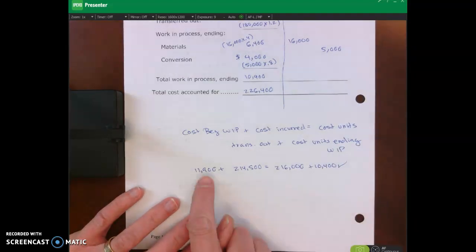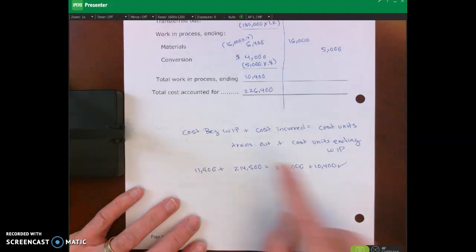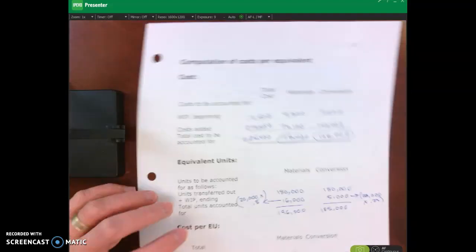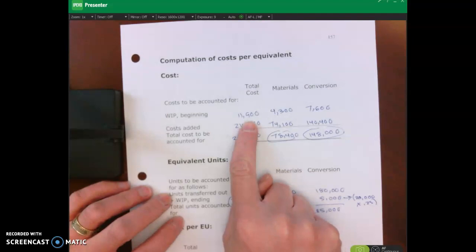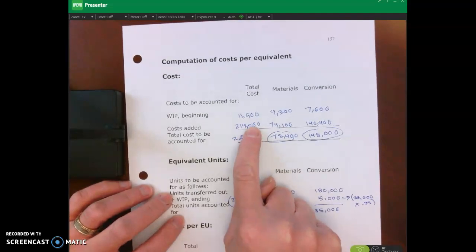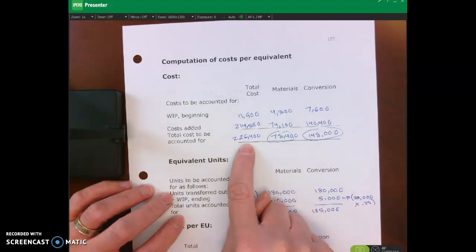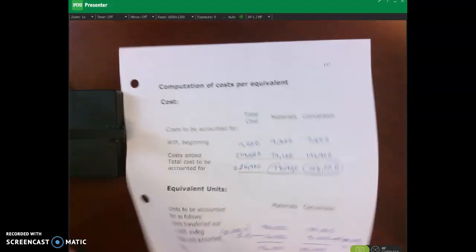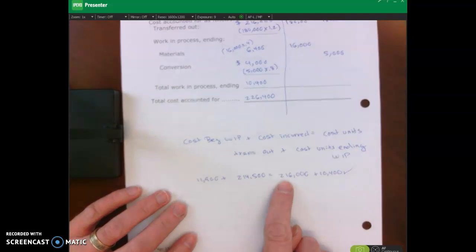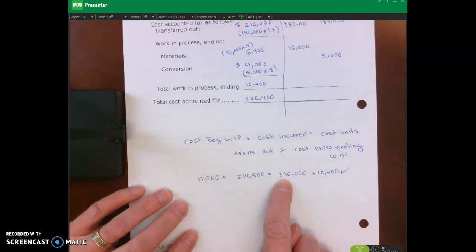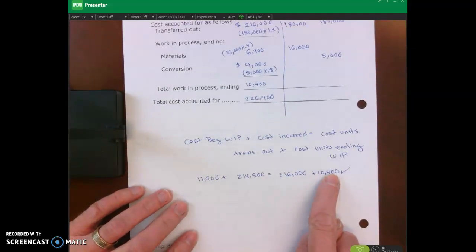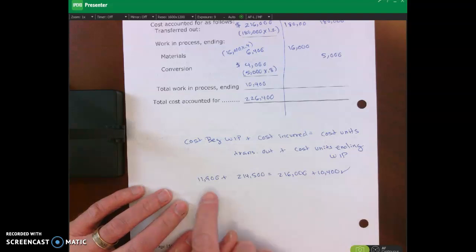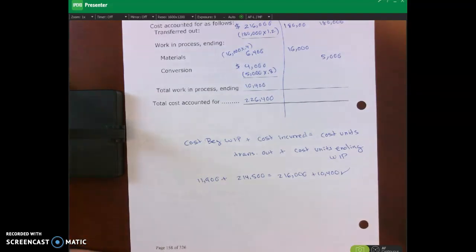So with respect to this problem, our 11,900 was our cost in beginning WIP, which we got from right here. This was our cost added, so we had total cost to be accounted for when we added these two of 226,400. That will equal the cost of the units transferred out plus the cost of the units in ending WIP. So it's the same idea as the unit reconciliation, but it's for cost.